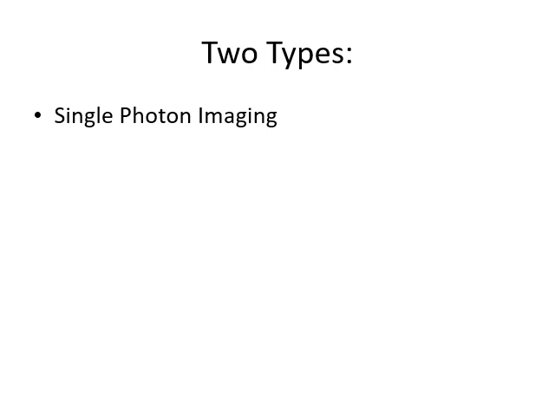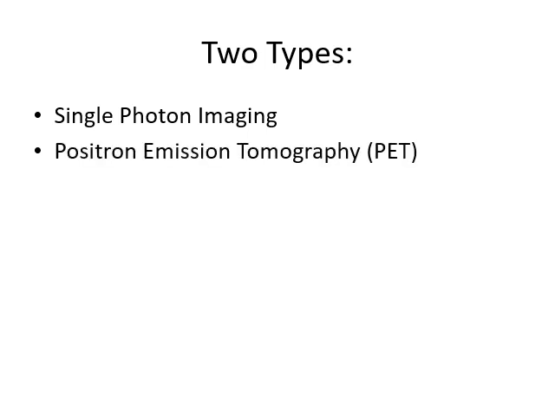There's single photon imaging and PET scanning, positron emission tomography. So those are just the two basic types. We're not going to get into great detail about the differences between the two because it doesn't really matter.